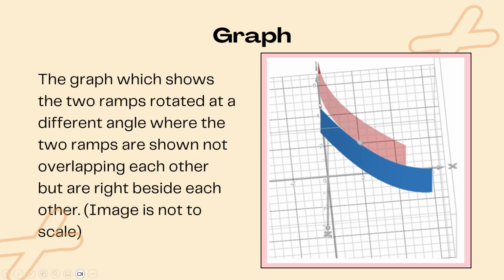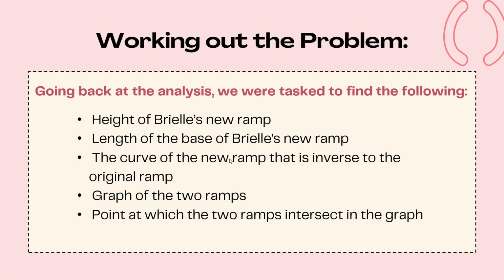And here is the graph of the two ramps at another angle. So we can see that it does not overlap, but they are only right beside each other. So now we must work out the problem. Going back to the analysis, we were tasked to find the following: the height, the length, the curve, the graph, and the point at which the two ramps intersect on the graph.